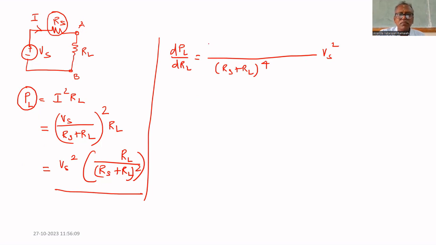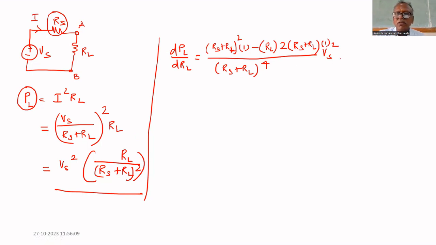We write the denominator as such. Differentiate the numerator, you will get 1. Minus, write the numerator as such, and differentiate the denominator. What will you get? 2 times Rs plus RL. Am I correct or not? If you differentiate Rs plus RL again, you will get 1, which we are not writing.